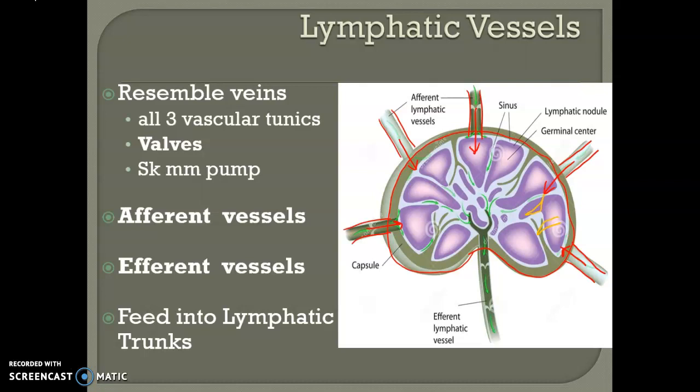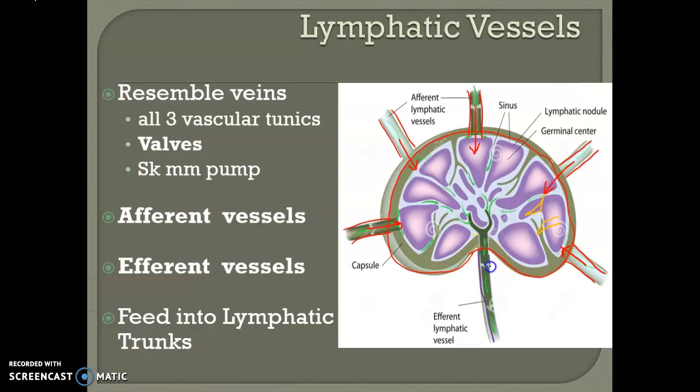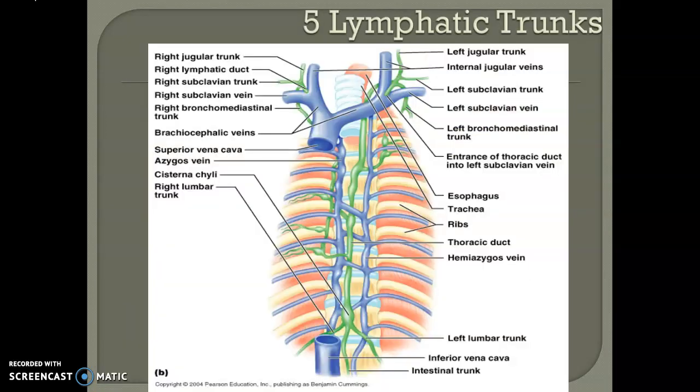The efferent lymphatic vessel, as shown here, carries lymph out of the lymph node into the larger lymphatic vessels. So the efferent one is used for carrying lymph out of the node. And remember, these lymphatic vessels actually feed into lymphatic trunks. So moving on to lymphatic trunks.